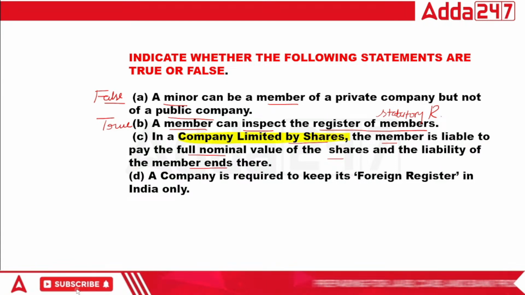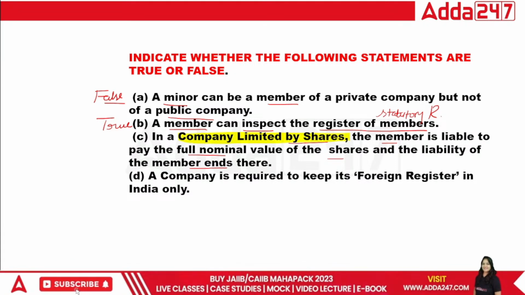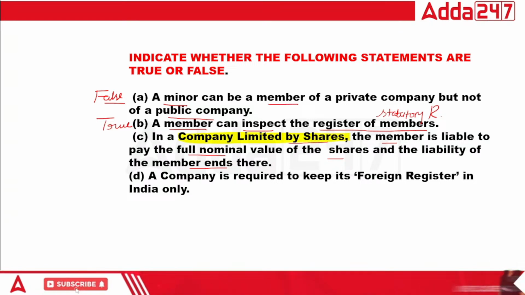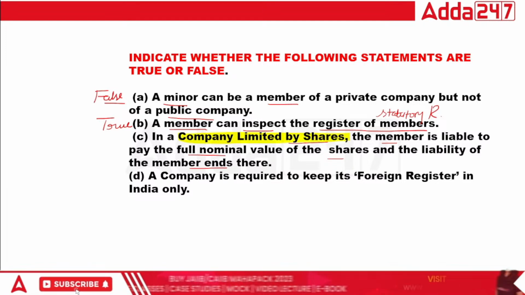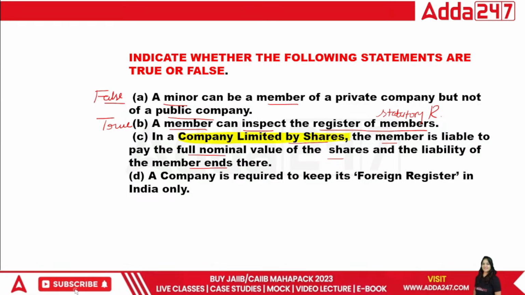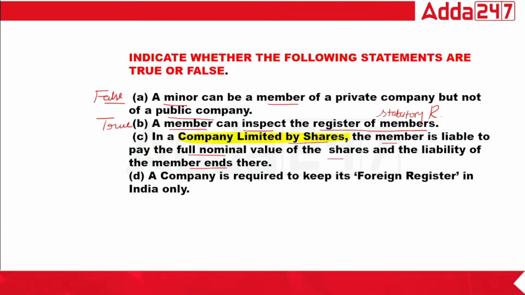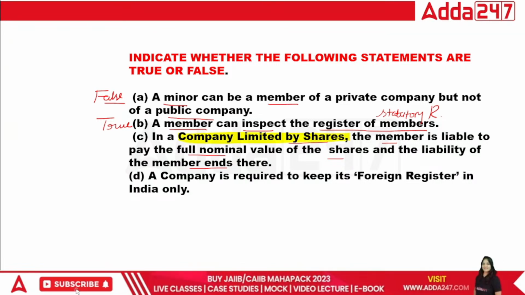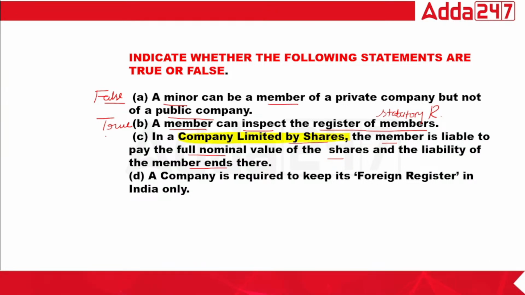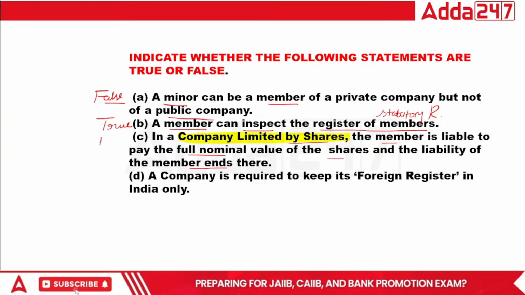Tell me, class. The company limited by share. This is the right definition because we have read company limited by share, company limited by guarantee, and unlimited company. So these are the three types of company that we have read. So the right answer will be, that is absolutely false.